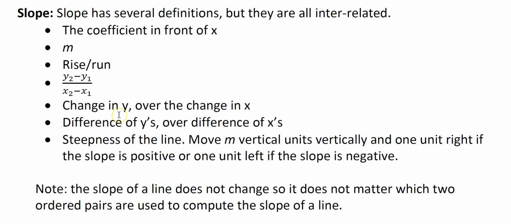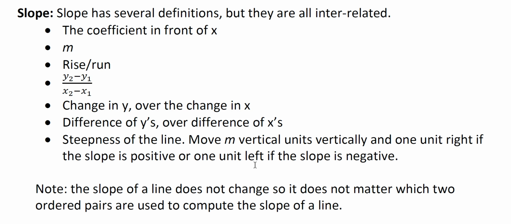In science, it can be considered that. It's also known as the difference of y's over the difference of x's. Slope describes the steepness of a line. On a line, you could say to move m vertical units up and then 1 unit right. And you would move right if the slope is positive, or you would have moved 1 unit left if the slope was negative. Now, the steepness of the line can be explained in that context.